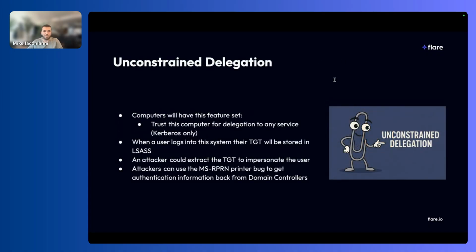So next, we're going to talk about unconstrained delegation. The idea with this is essentially some computers will be trusted to delegate to any service through Kerberos. Like, this is the exact name of the setting. So when a user logs into that system, having their password cached, they'll have their TGT, their Kerberos ticket granting ticket, also stored within LSASS.